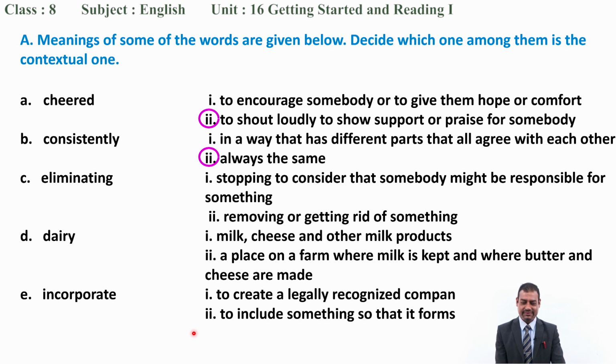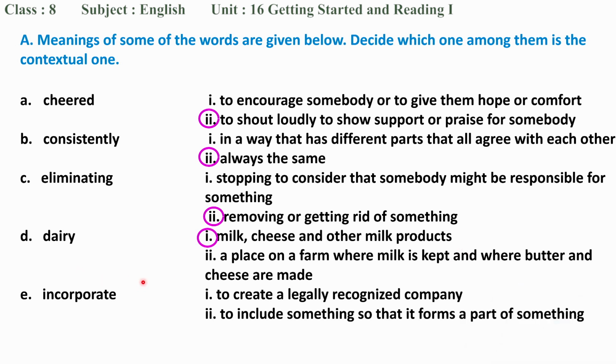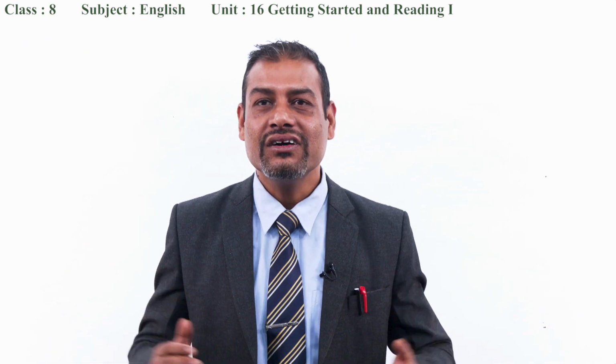Eliminating, which one? Yes, again that is removing or getting rid of something. Now, next one is dairy. Which one is the correct one? Yes, milk, cheese and other milk products. Next one is now incorporate. So, which one is the right one? Contextual one? Yes, that is to include something so that it forms a part of something. Incorporate in my diet, she says like this one. Okay. So, have you done it? Yes, you are right. You have done a great job.